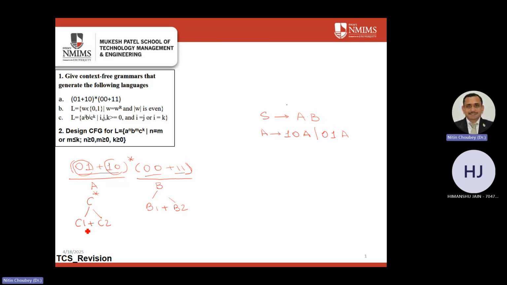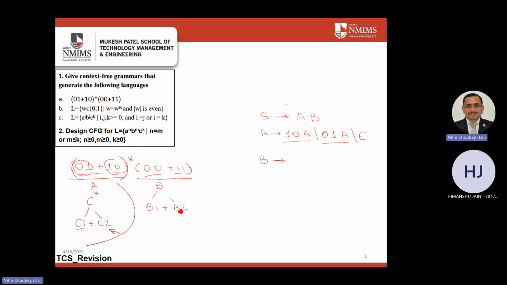It will either take 0 1 or 1 0. 0 1 I am referring to as the C1. This is our C1 part. This is our C2 part, right? Or else it is having Kleene closure, so that means epsilon is also accepted. Bar epsilon, right? So this is about our first part. This one we covered already. Let's focus on part B.